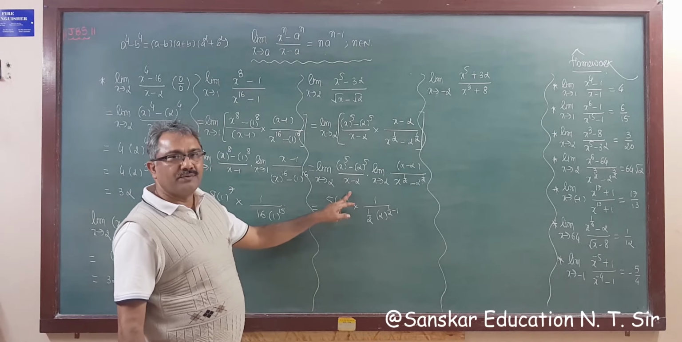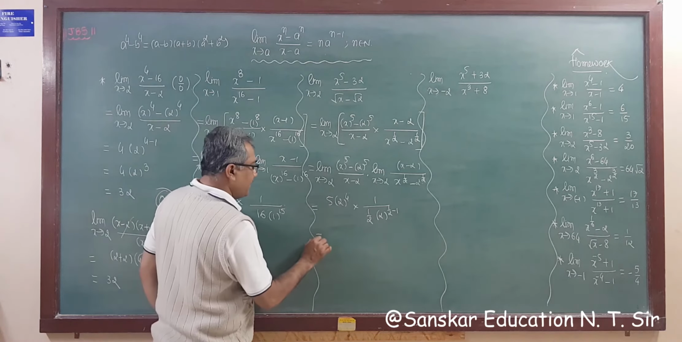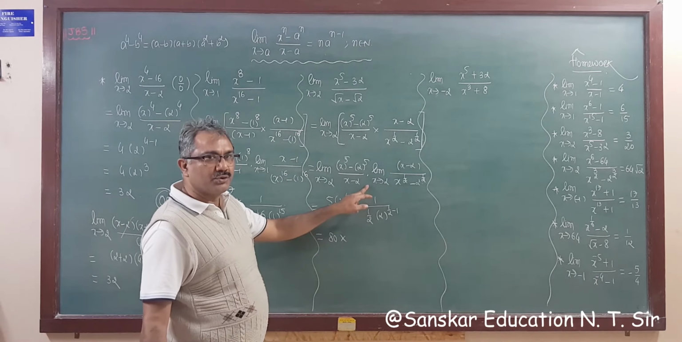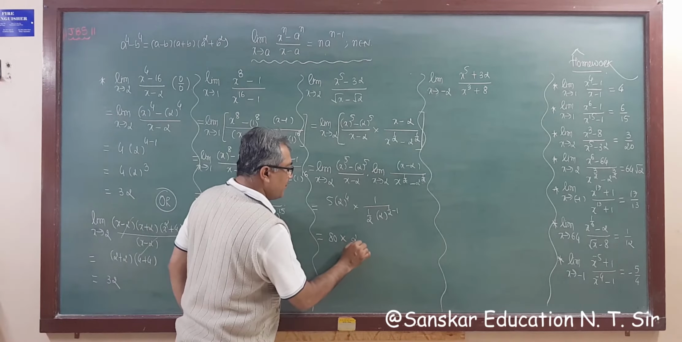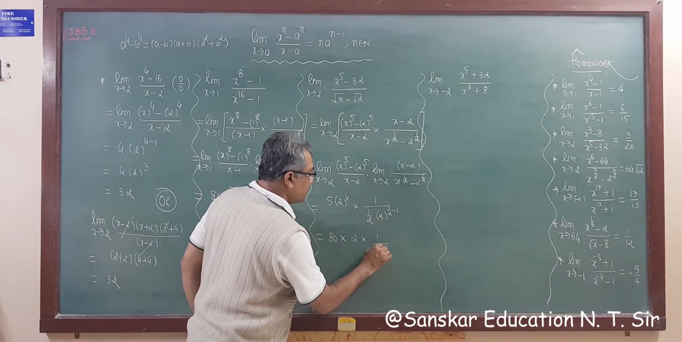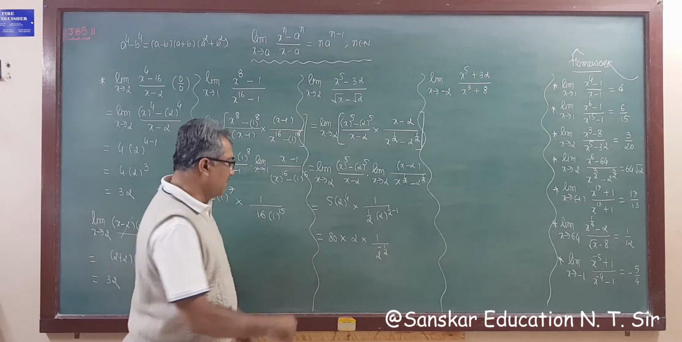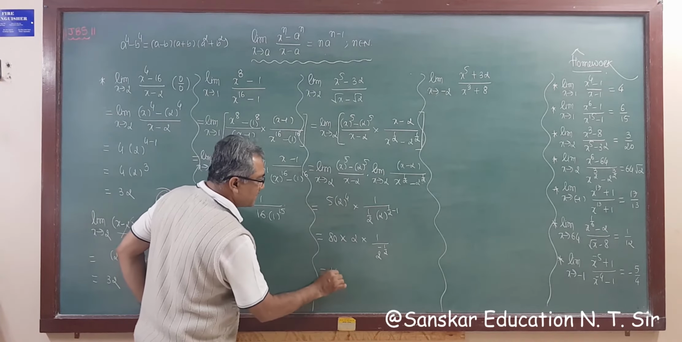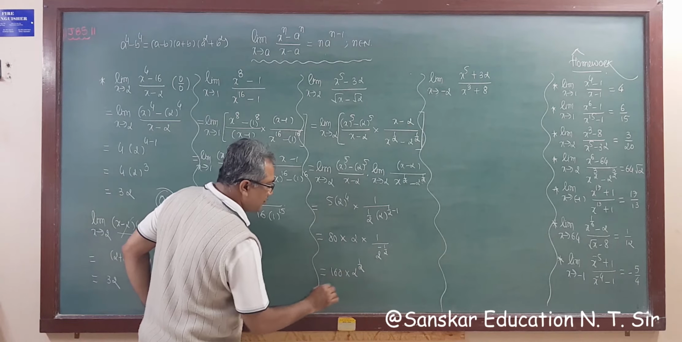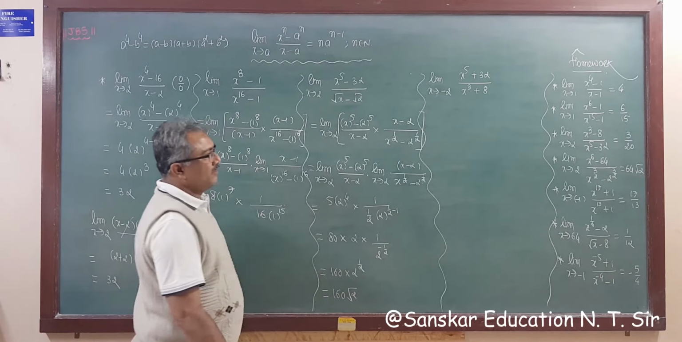Now 2 raised to 4 is 16, into 5, that is 80, into the denominator goes to the numerator, so this is 2 into 1 upon 2 raised to minus half. If we take this number to the numerator, the minus becomes plus in the power, so the answer will be 80 into 2, that is 160, and 2 raised to half, and 2 raised to half is root 2, so the answer is 160 root 2.